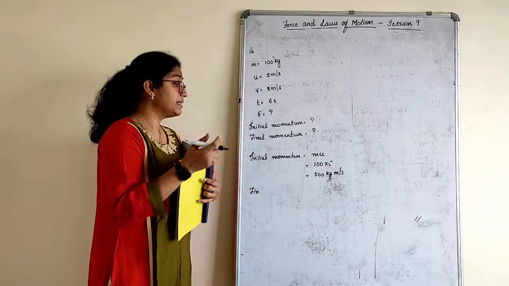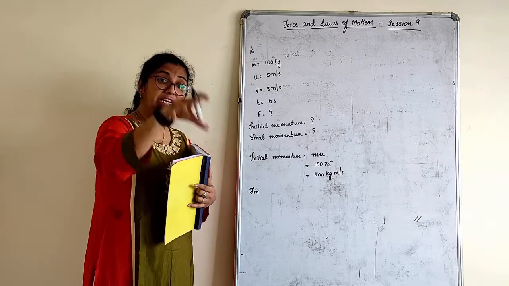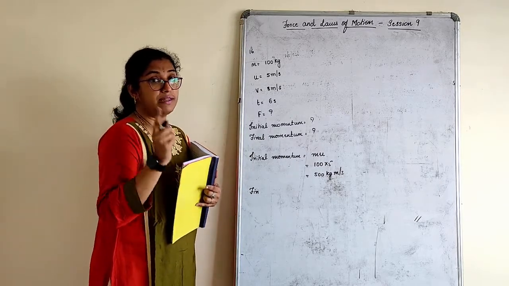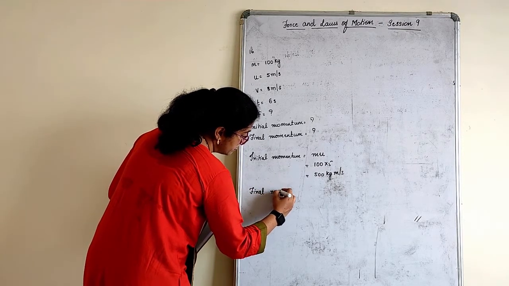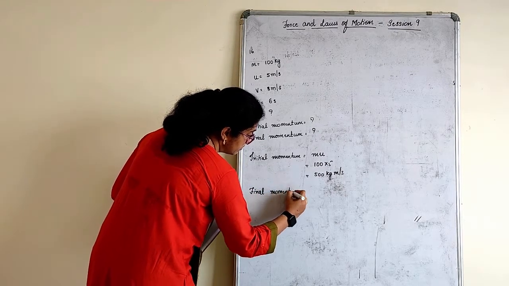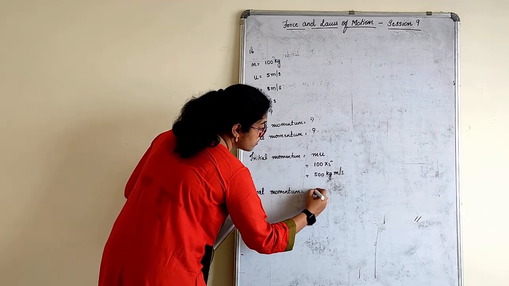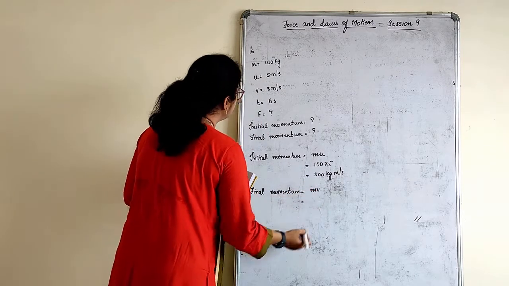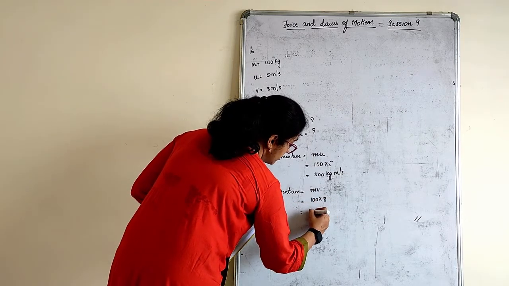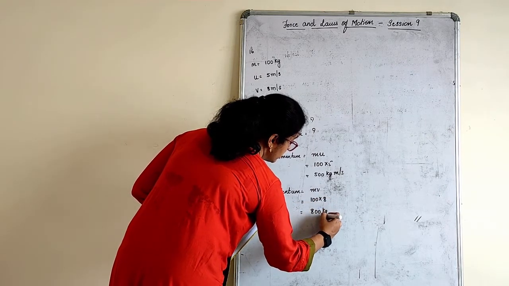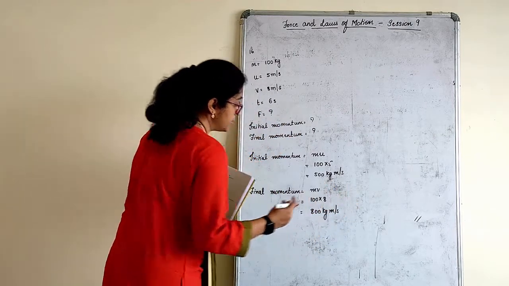We can write it, but they have asked us specifically for initial momentum and final momentum. That's why we are finding this. Final momentum is mv. So mass remains the same, 100 into 8, that is 800 kg meters per second.